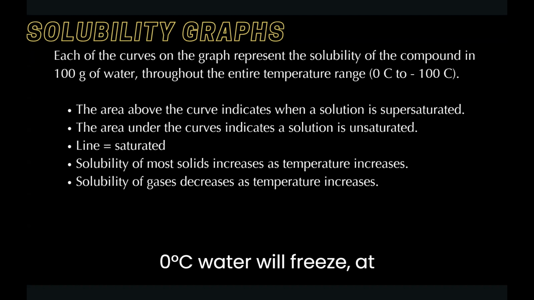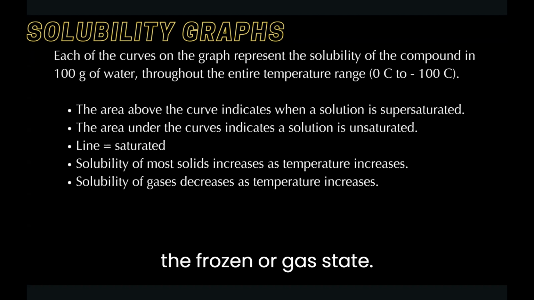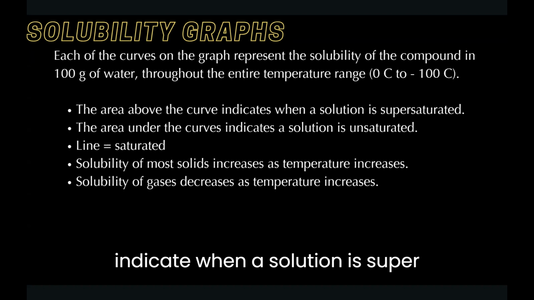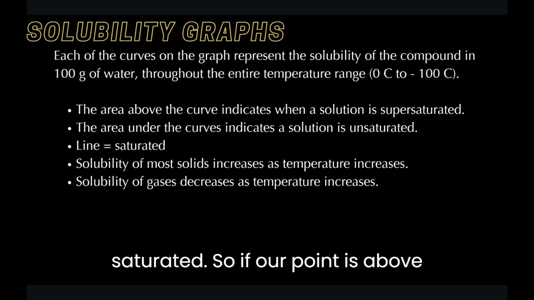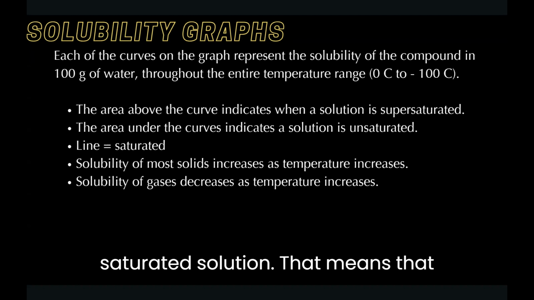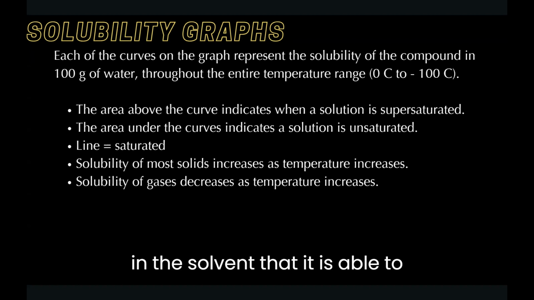So remember that at 0 degrees Celsius, water will freeze. At 100 degrees Celsius, water will boil. So we're not able to dissolve anything in the frozen or gas state. The area above the curve is going to indicate when a solution is supersaturated. So if our point is above the line, that means that it is a supersaturated solution. That means that there is more of the solute in the solvent than it is able to handle.